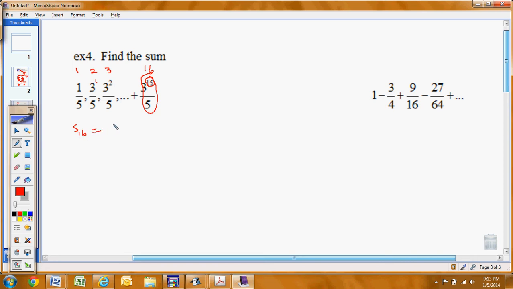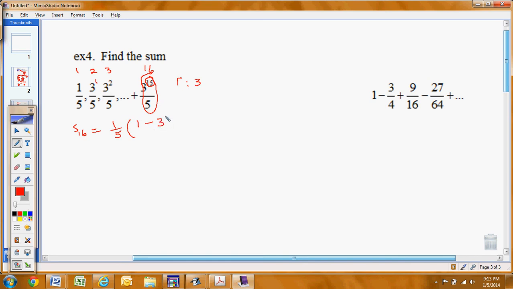Using the formula from the other side, it says take the first term, which is 1/5, and multiply it by 1 minus r. Oops, what's r? What are we multiplying by each time to get from this term to this term and this term to this term? In this case, how do I get from 1/5 to 3/5 if it's geometric? I'm multiplying by 3. So r in this case is just 3. If r is 3, then we're going to do 1 minus 3.